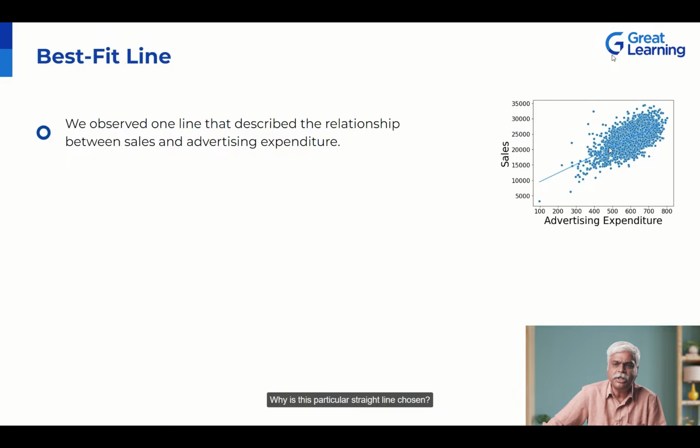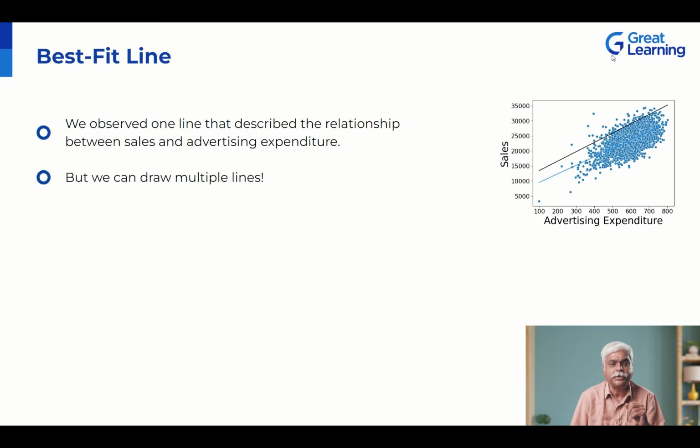Why is this particular straight line chosen? Why is a particular straight line considered the best fit? So this line can be arrived at from a number of criteria, each good in its own way. Let's go through a little bit of the logic behind this.